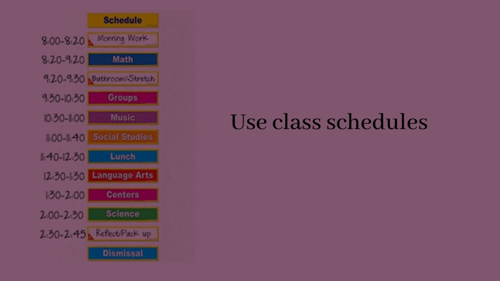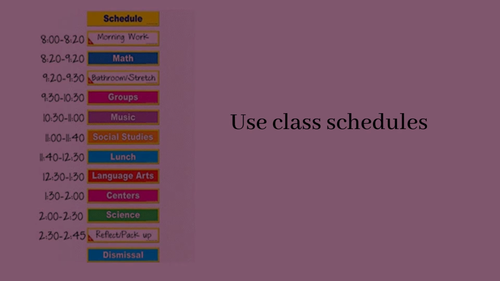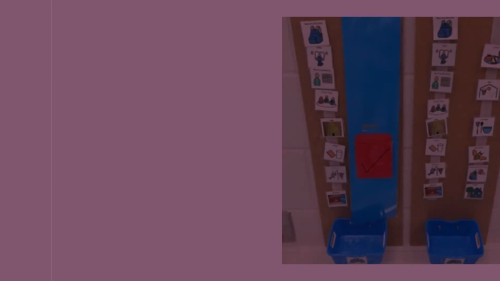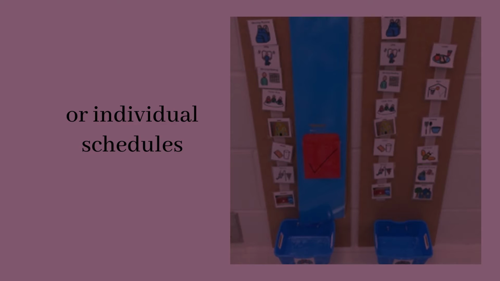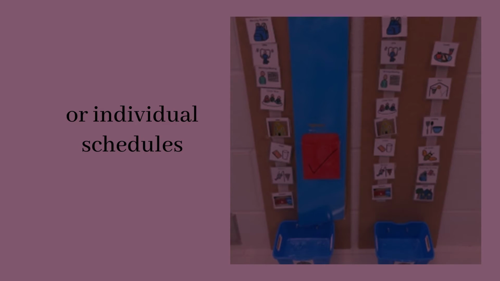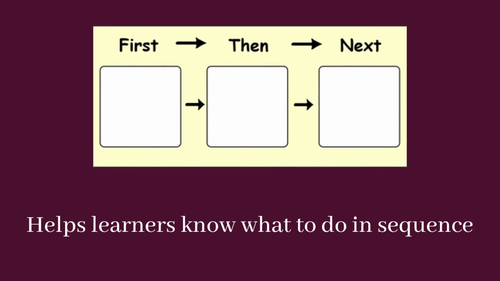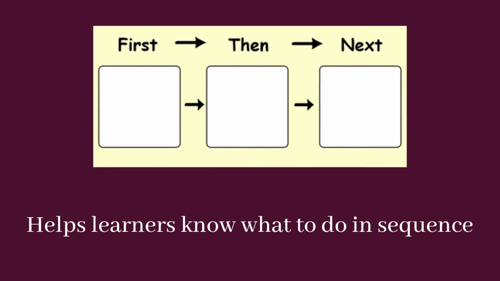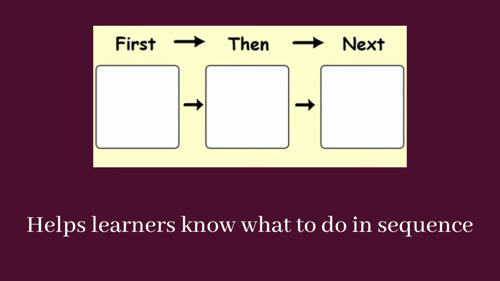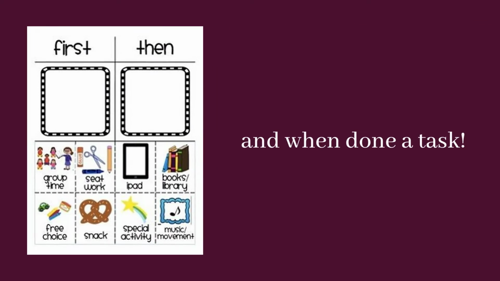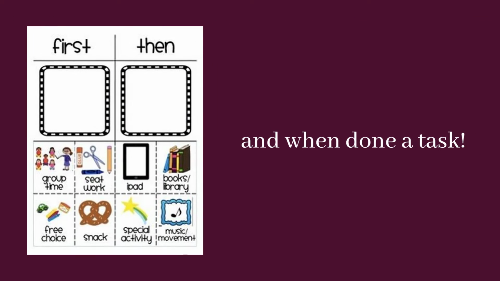In order to establish routines, the use of a classroom schedule or individual student schedule can help students understand what is happening in the current moment and what to expect that is coming in the schedule. To further establish routines, possibly during instruction, a first then or first then next chart can be used to help a learner know what to do right now and what to do when they are done the current task.